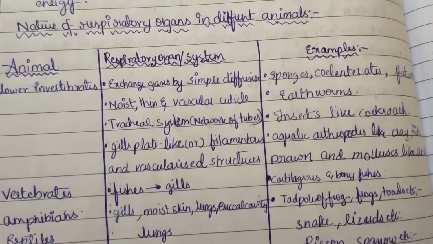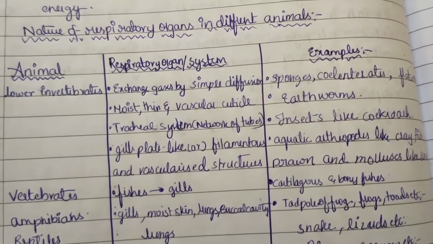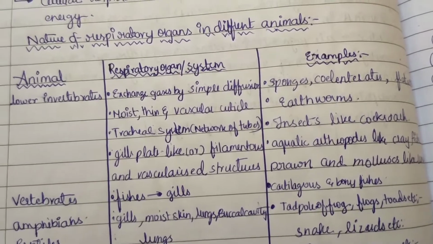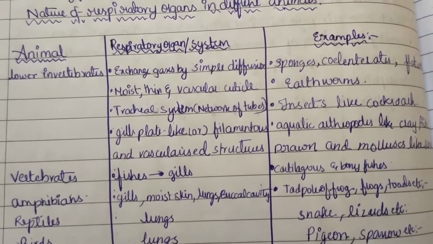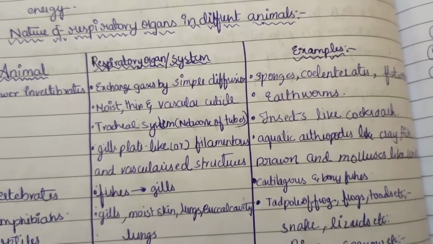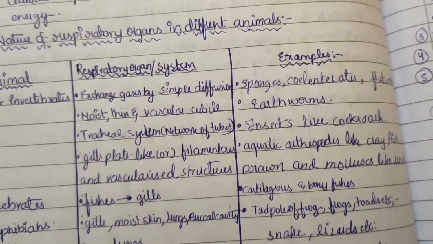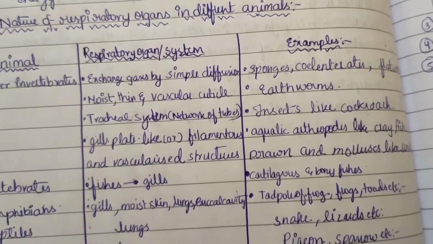Then, tracheal system or network of tubes is present. For example, insects like cockroach. Then gills, plate-like or filamentous and vascularized structures are present. For example, they are seen in aquatic arthropods like crayfish, prawn and molluscs like unio.